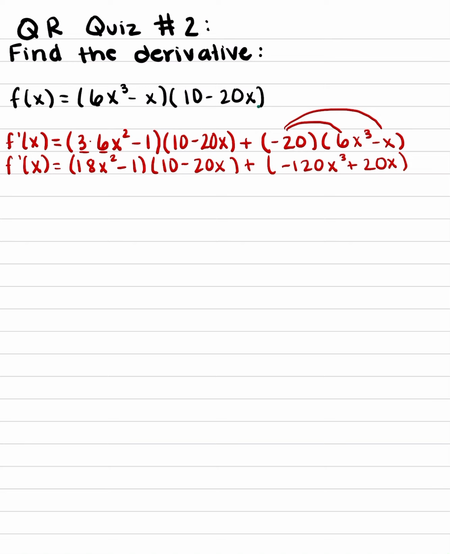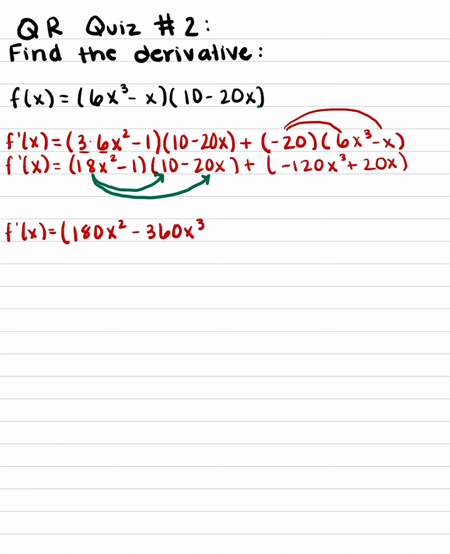So we're going to do something like this. So 18x squared times 10 gives us, f prime of x equals 180x squared. And then we go 18x squared times negative 20, which gives us negative 360x cubed. Remember, because we multiply the x's.